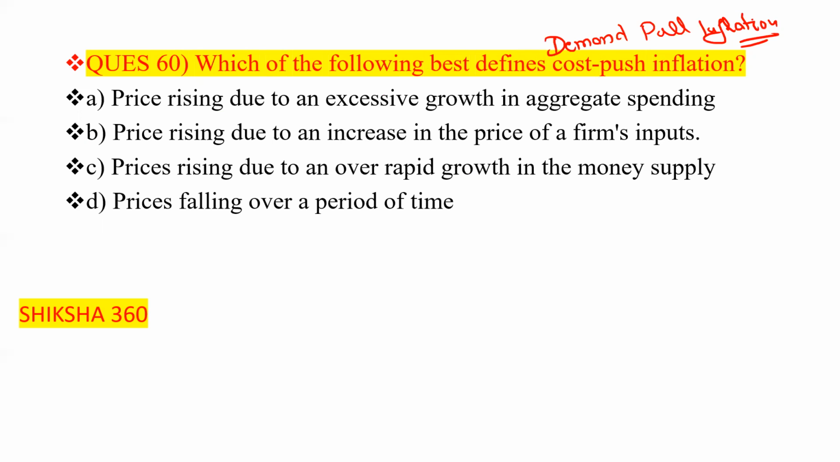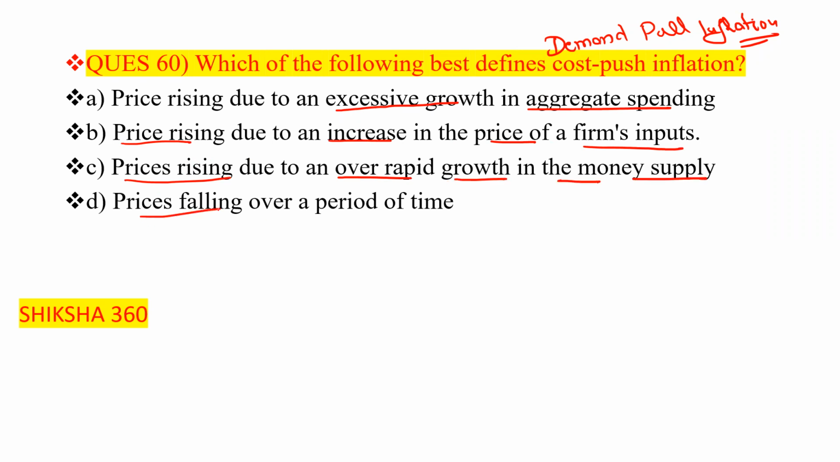So now let's discuss one by one what is the reason behind the cost push inflation. First one is price rising due to an excessive growth in aggregate spending. Second one is price rising due to an increase in the price of a firm's input. Third one is price rising due to an over rapid growth in the money supply.